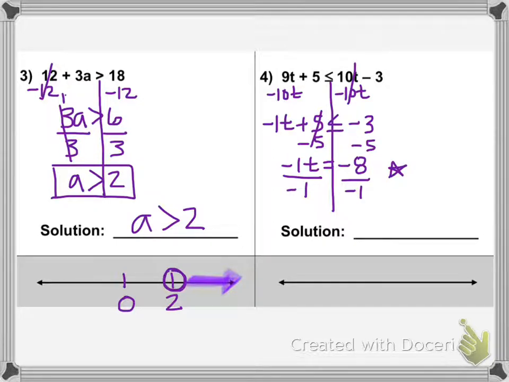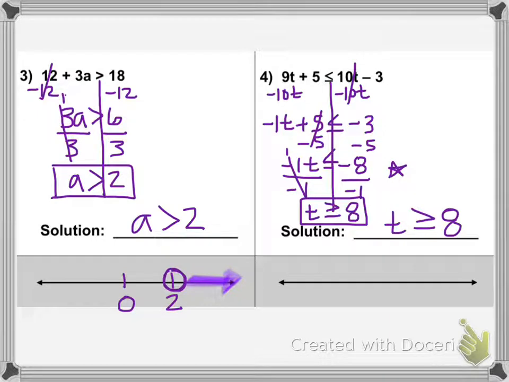And look at what Ms. D put. I put an equal sign instead of a less than. It's habit. Make sure you're constantly focusing on those symbols. -1 divided by -1 is +1. 1 times t is t. But because we divided by a negative, I've got to switch that less than or equal to a greater than or equal to. And -8 divided by -1 is +8. So our solution is all values of t that are greater than or equal to 8.